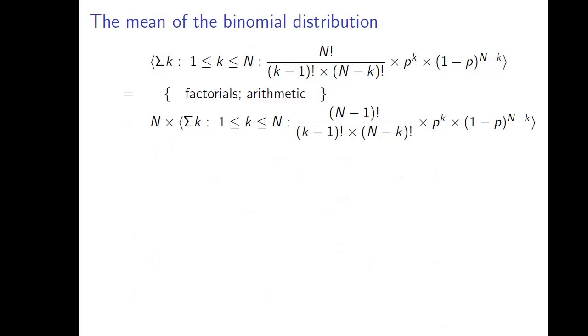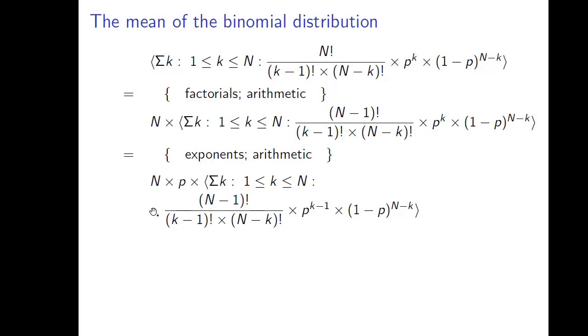And then what we do is we can just factorize. n factorial is equal to n times n minus 1 factorial. Because n is independent of k, we can bring that outside the summation. Next, we take out p. p to the k is the same as p times p to the k minus 1. So again, we'll take out p, and then we are left with this expression here.